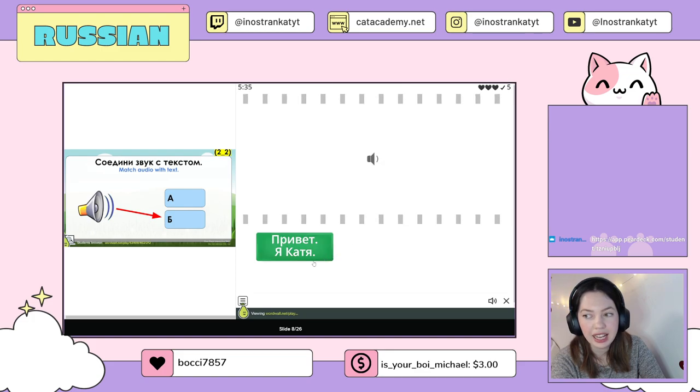Привет, я Катя. К, Катя. It's a traditional Russian name for a girl, Катя. Катерина, Екатерина. The full name is Екатерина. Catherine, and the short name, Katya.